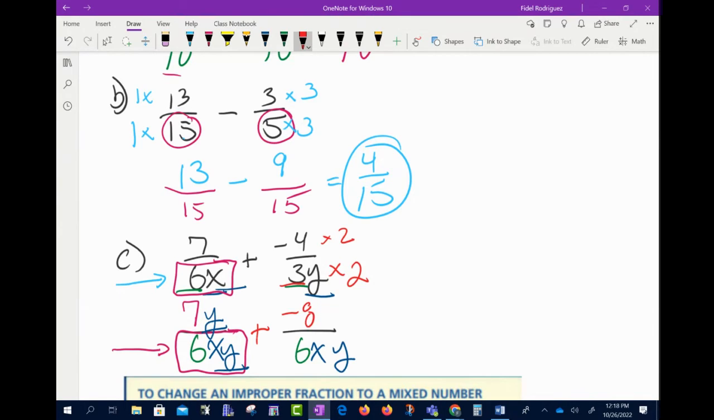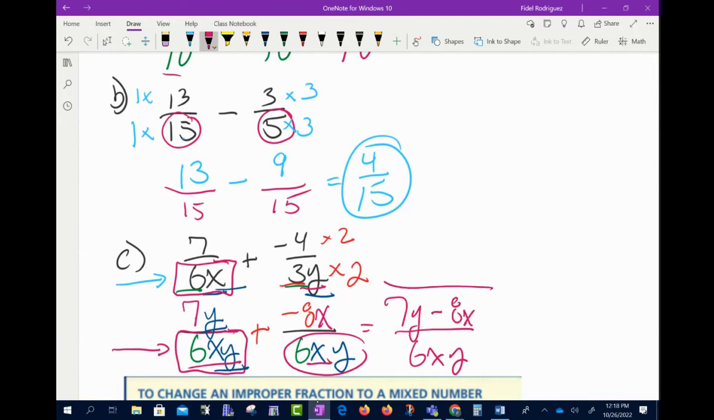Okay. Now, the other thing is, what do I have here that I didn't have before? Oh, the x. So I got to put the x on the top as well. Okay. Now that my numbers on the bottom are exactly the same, 6xy, I'm just going to write the top as one solid fraction. A 7y minus an 8x. Y'all, I cannot combine those pieces because they are not like terms. So I'm just going to stop at that point.